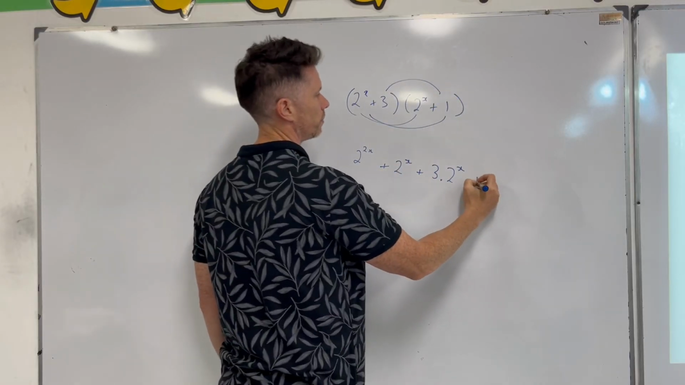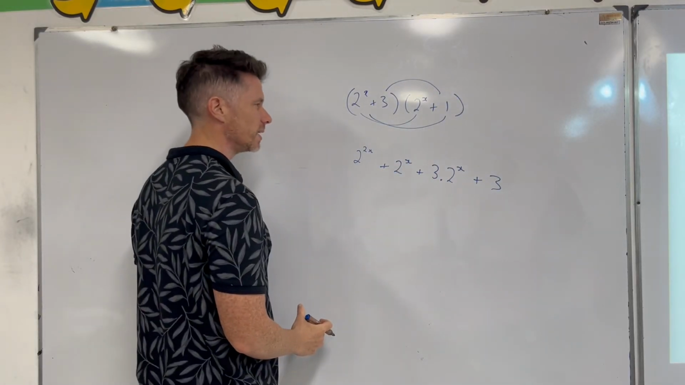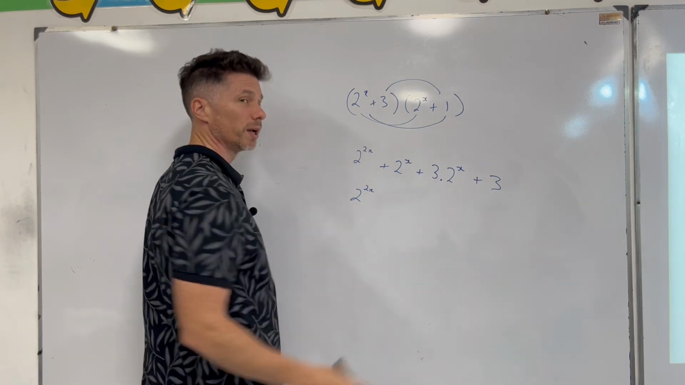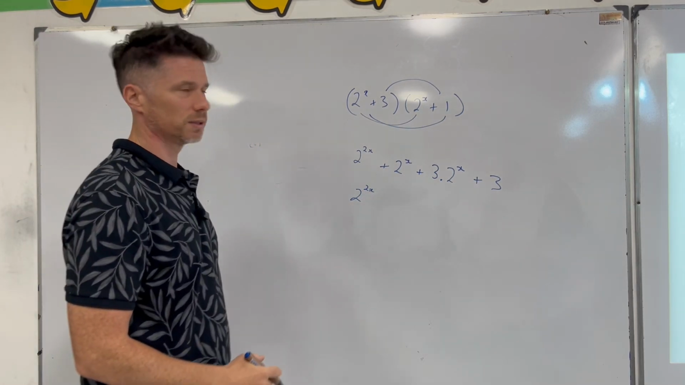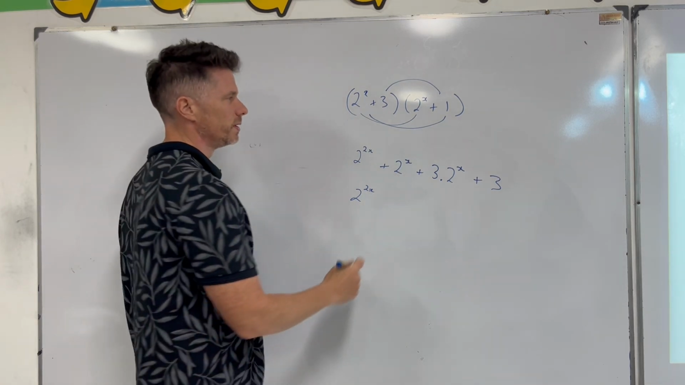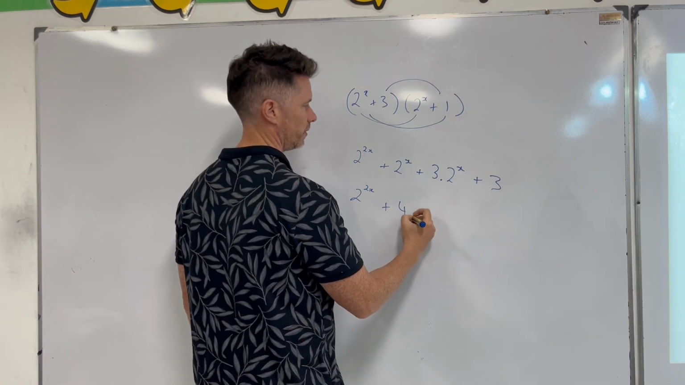and then plus 3. Then combine any like terms, 2 to the x. What do we have here? Can these be combined or not? Yes. So it would be 4 of the 2 to the power.